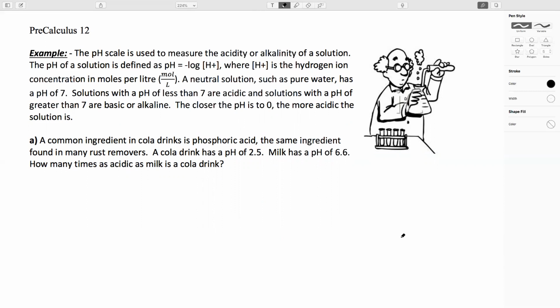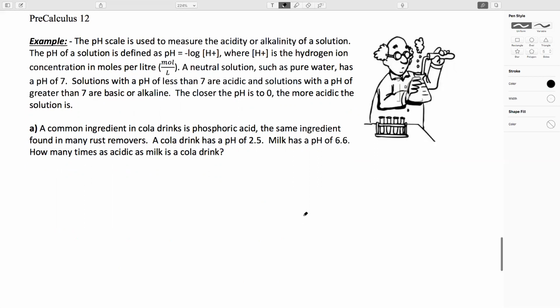So the pH scale is used to measure the acidity or alkalinity of a solution. The pH of a solution is defined as pH equals negative log [H+], where [H+] is the hydrogen ion concentration in moles per liter. A neutral solution such as pure water has a pH of 7. Solutions with a pH of less than 7 are acidic, and solutions with a pH of greater than 7 are basic or alkaline. The closer the pH is to 0, the more acidic the solution is.